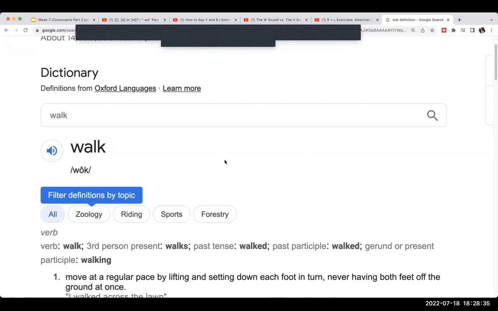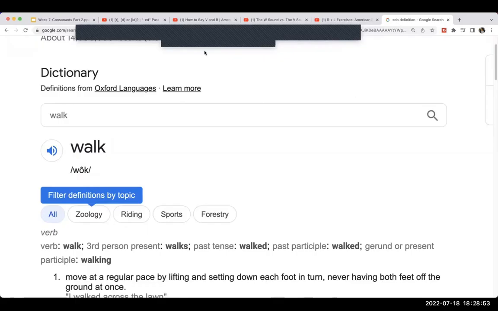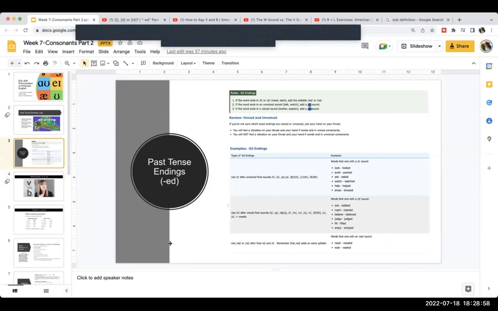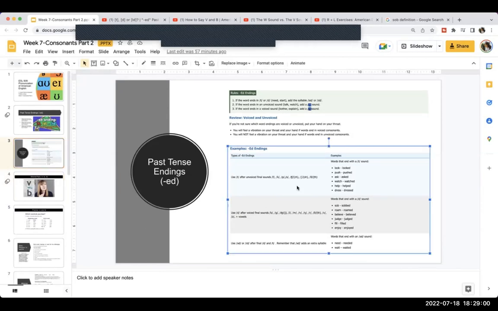Look, you're not memorizing the verb, because that doesn't include every verb in the English language, but the other stuff works for almost every verb in the English language. The rules work for every verb in the English language, depending on, let me see if I can make this bigger.